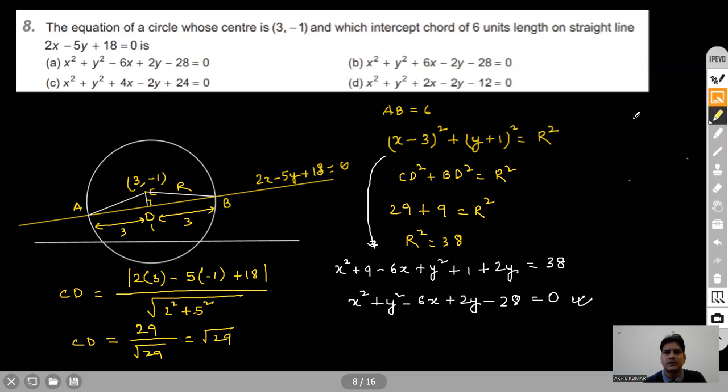So which option is there? x² + y² - 6x + 2y - 28. So option A is correct. Hope this is clear to all of you.